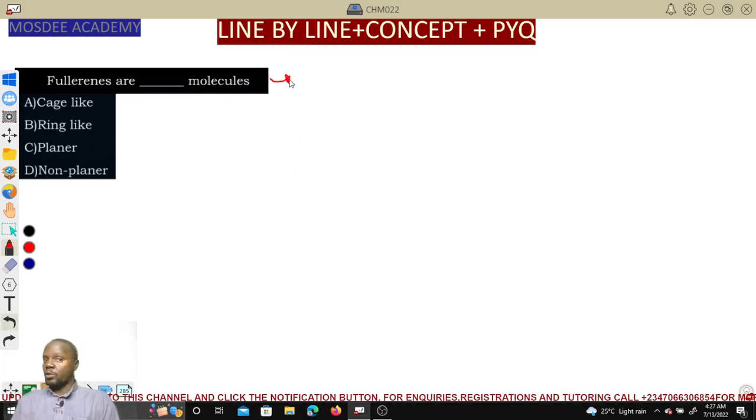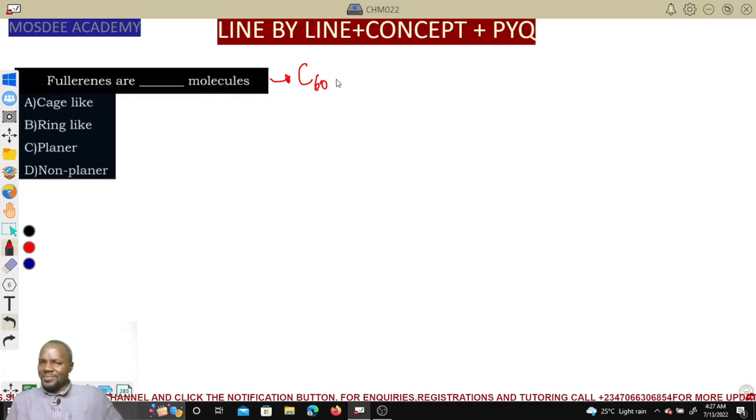I said it is the third member of the crystalline forms of the allotropes of carbon. Allotropes of carbon are diamond, graphite, and fullerene. That is crystalline. Non-crystalline is amorphous carbon, which you have studied a lot in your junior classes. Now, fullerene or fullerenes, as the case may be, the highest molecule of carbon is written as C60. Please note that.